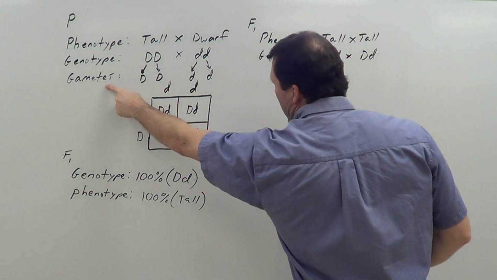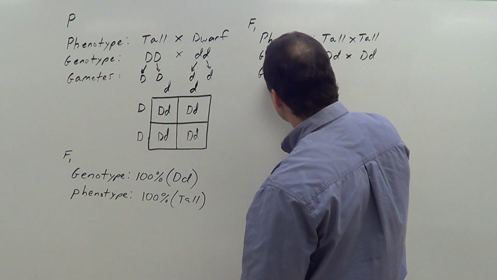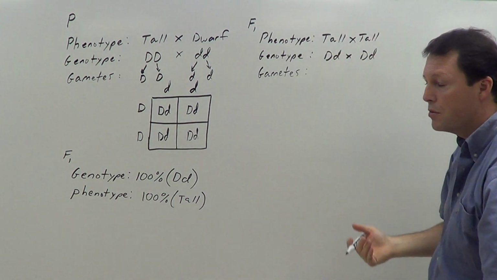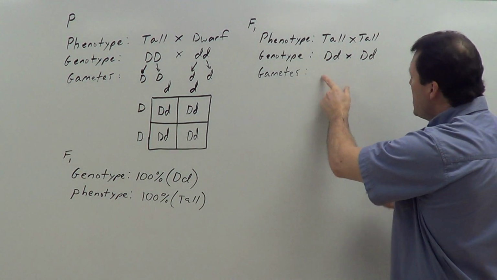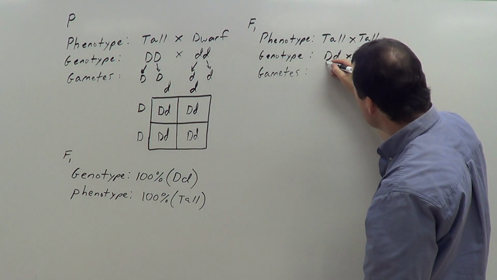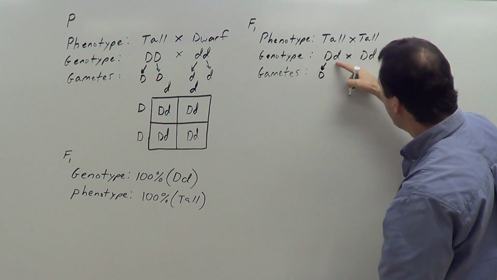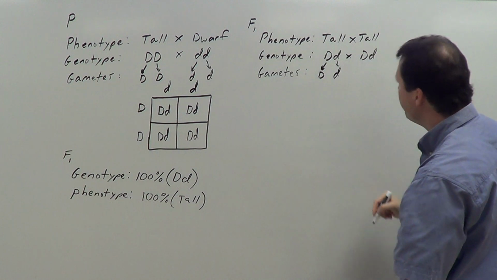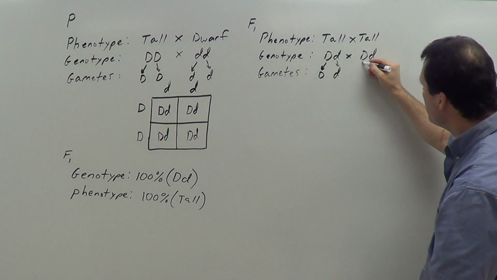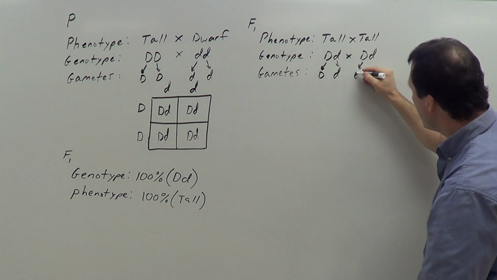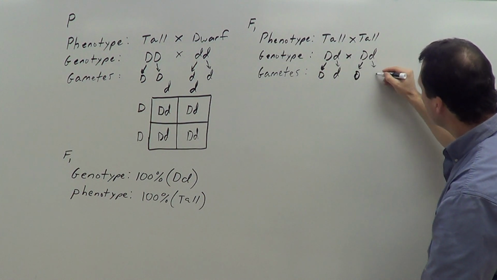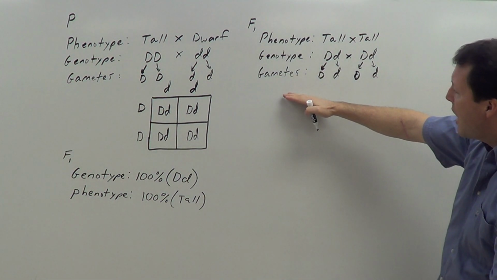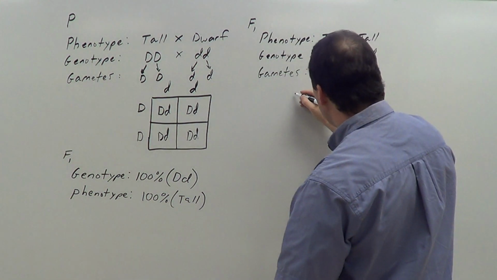And now I've got to write gametes. So what are the gametes that these two plants could produce? Well, this tall pea plant could give its gametes a capital D, or it could give its gametes a lowercase d. Same thing goes for this tall pea plant. It could give a capital D to a gamete, or it could give a lowercase d to a gamete. Now I'm going to draw another Punnett square.